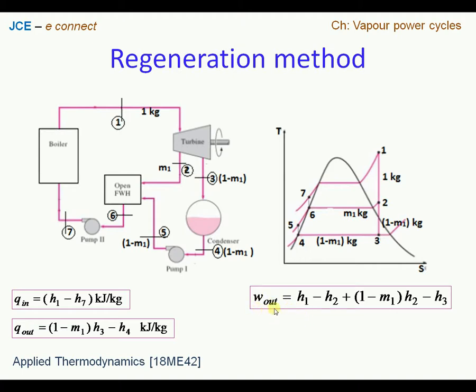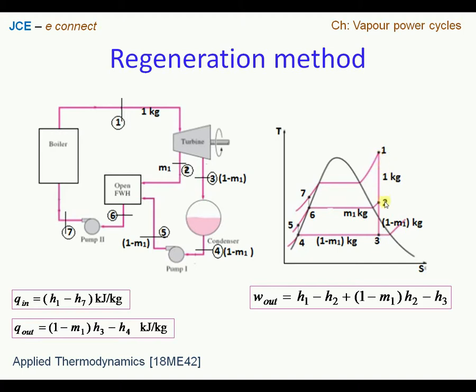We have the work output which is happening in the turbine, and in the turbine we know that steam is partially expanded and it is tapped out at section point 2. Therefore we have 1 kg flowing from section number 1 to 2.